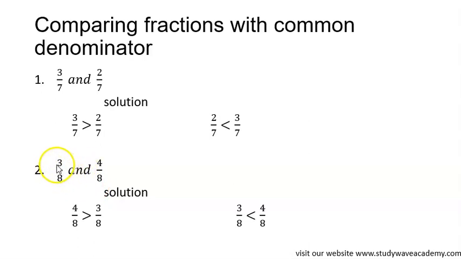Now let's look at another example. 3 over 8 and 4 over 8. The denominators are the same, so we are going to compare the numerators. 3 and 4, which is greater and which is lesser? Is 3 greater than 4 or is 4 greater than 3? 4 is greater than 3, right? So 4 over 8 is greater than 3 over 8. If you're looking for the one that is lesser, 3 over 8 is less than 4 over 8, okay? Do you understand that? So we can now compare fractions with common denominators, right?